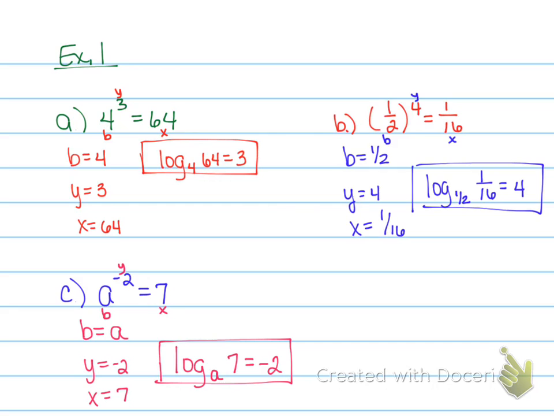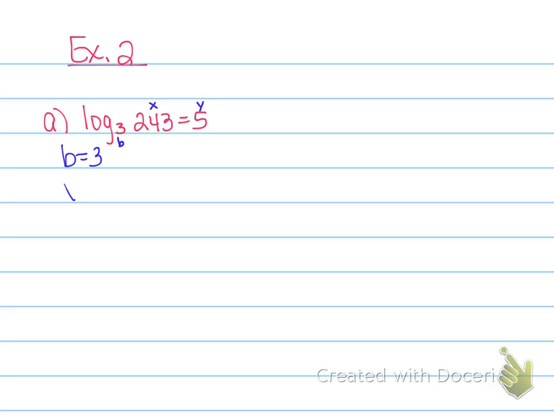Okay, so continuing on, we're going to look at example 2. And example 2 wants us to do the opposite. It says write each log equation in exponential form. So we're going to take the log form and go to exponential. So a is log base 3 of 243 equals 5. So remember, it's log base b of x equals y. So your base is 3, your x is 243, and your y is 5. So when you change it to exponential form, you have your b to the y equals your x.